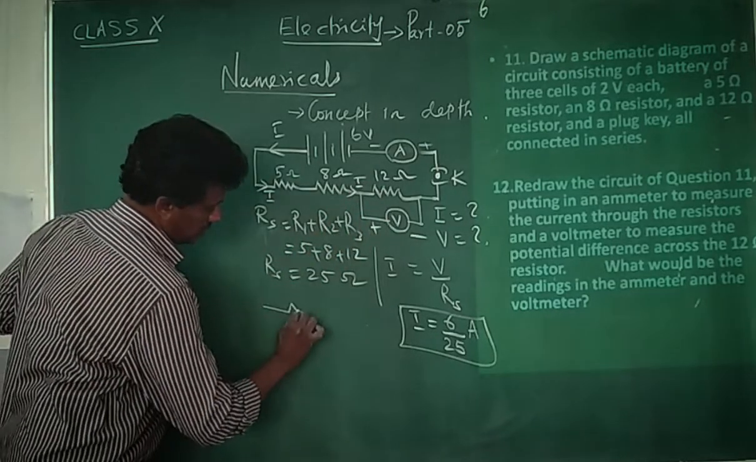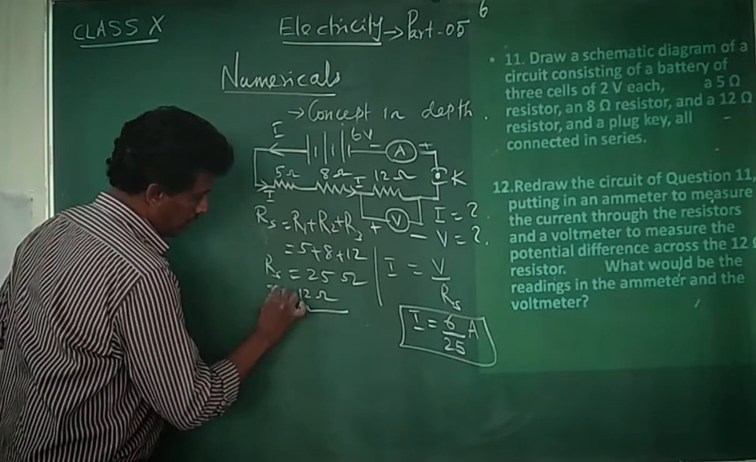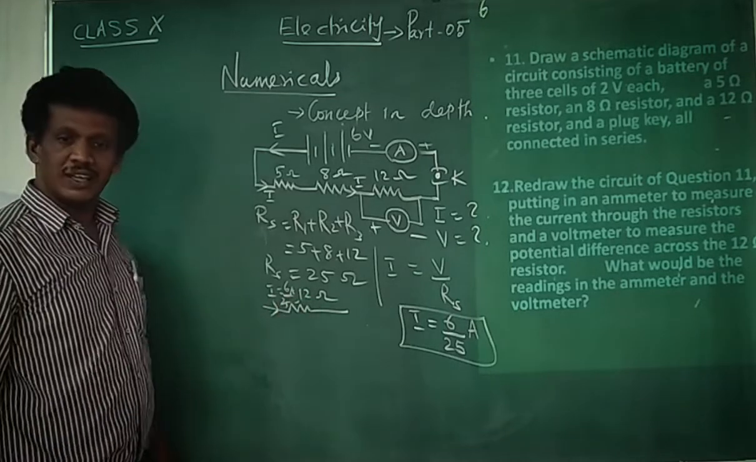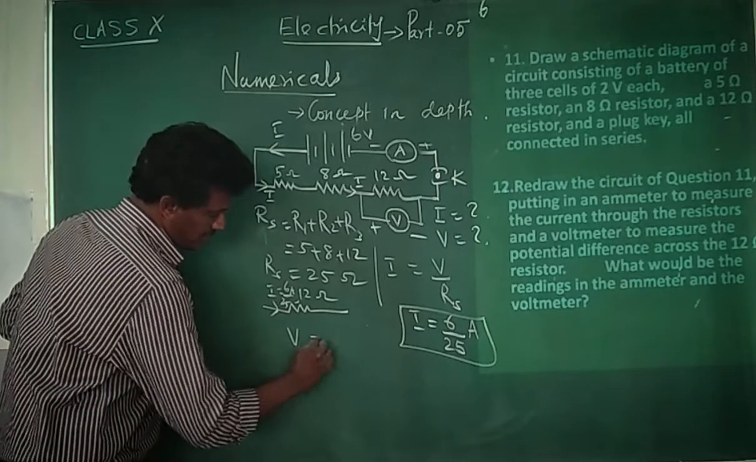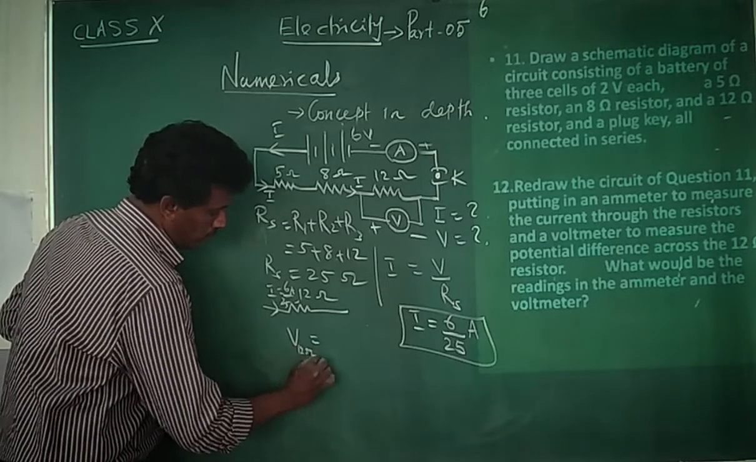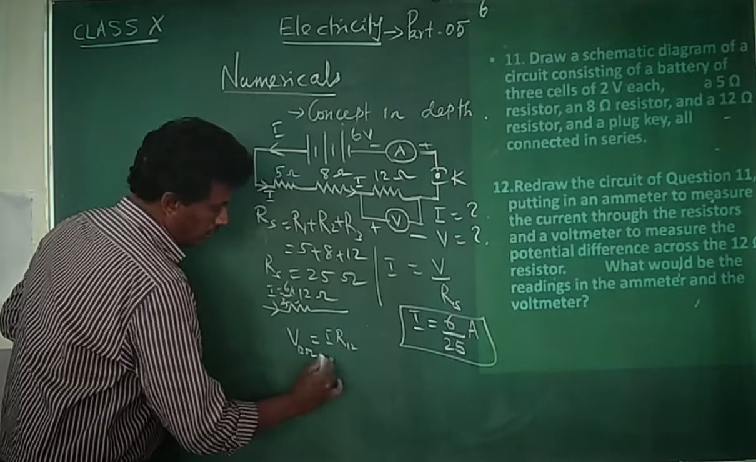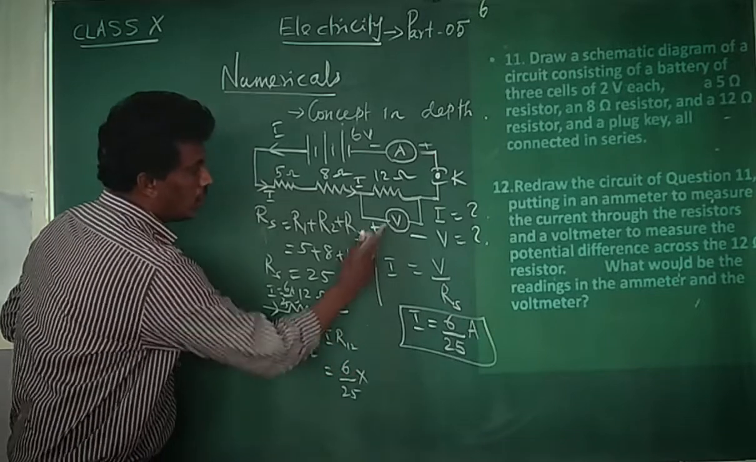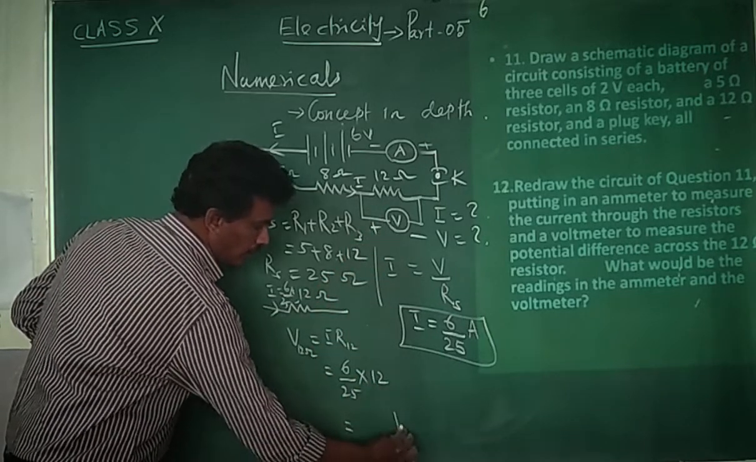You see that? What is the resistance? 12 ohm. What is the current? 6 by 25 ampere. What do you want? Potential difference, Ohm's law. V equal to I into R. What is I? 6 by 25. R is 12 ohm. Okay? Which is equal to some value in volts.